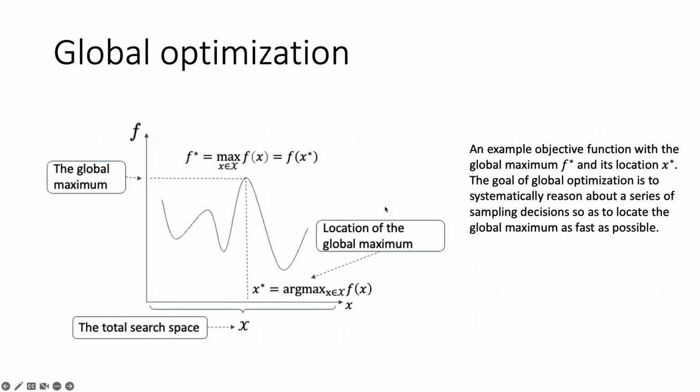Global optimization can be very difficult. This is one example of a function curve. We have x on the x-axis and we have f. This is our target, the global maximum, defined as the maximum of all the values. And this is our total search space, the domain of the function. So our goal is, for example, starting from here, how do we land at this point? This is a global optimization problem.